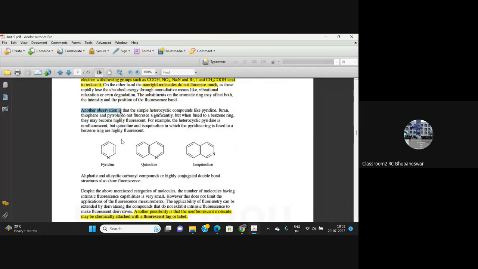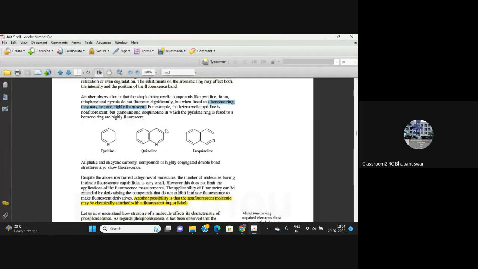Another observation you can see is that simple heterocyclic compounds like pyridine, furan, thiophene and pyrrole do not fluoresce significantly. But when they are fused with a benzene ring, they may become highly fluorescent. Just see the beauty of this fluorescence, a switch on, switch off mechanism. Conceptually, it is an on-off type mechanism. Pyridine by itself is not fluorescent, but if you fuse it with a benzene ring, then it is fluorescent. Quinoline becomes fluorescent.